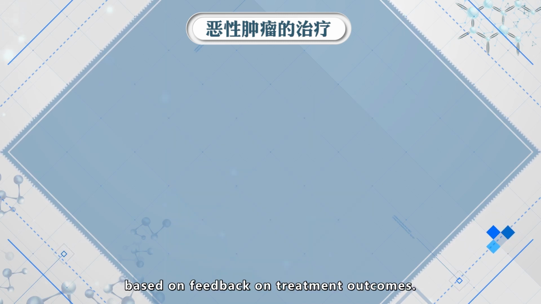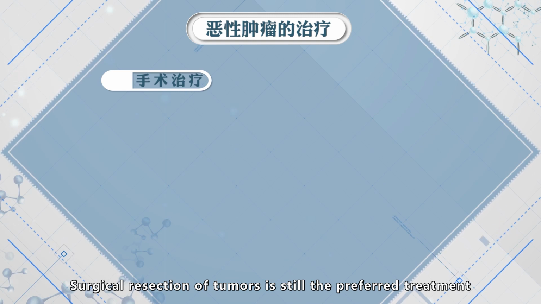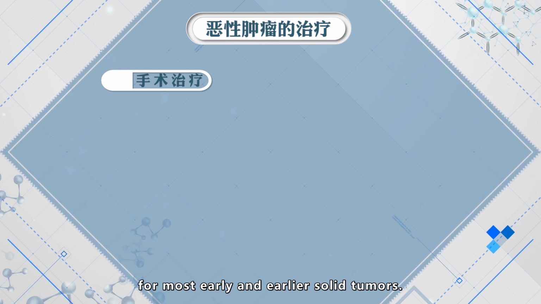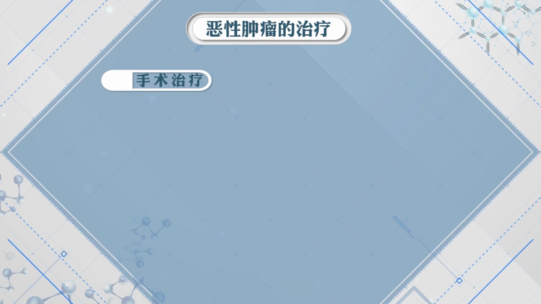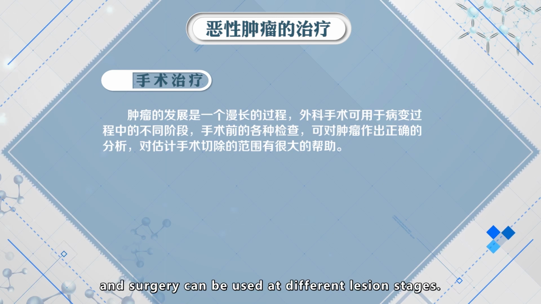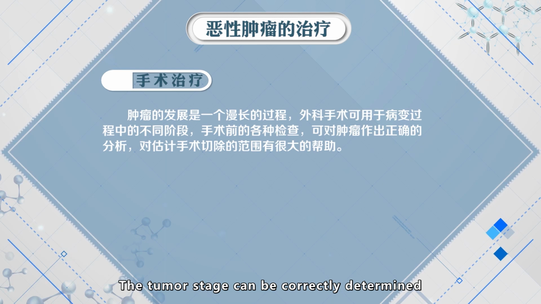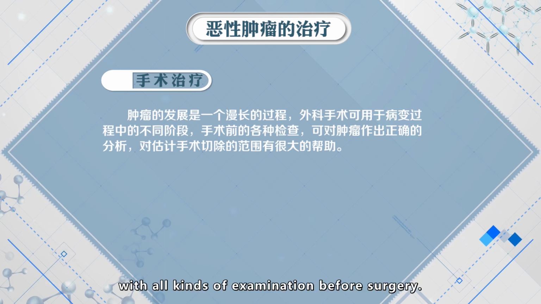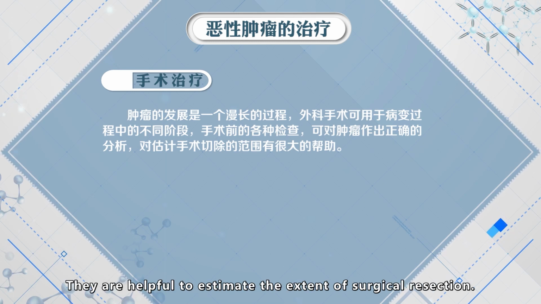treatment outcomes. Surgical resection of tumors is still the preferred treatment for most early and earlier solid tumors. The development of a tumor is a long process, and surgery can be used at different lesion stages. The tumor stage can be correctly determined with all kinds of examination before surgery. They are helpful to estimate the extent of surgical resection.